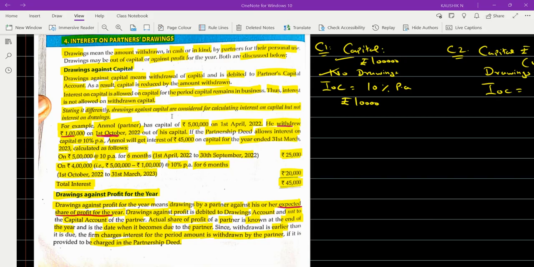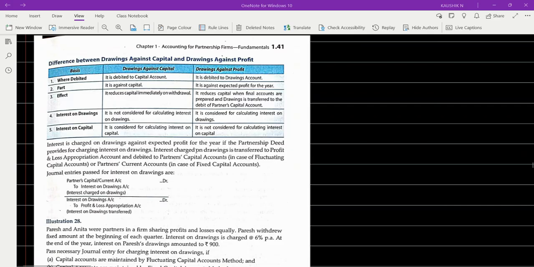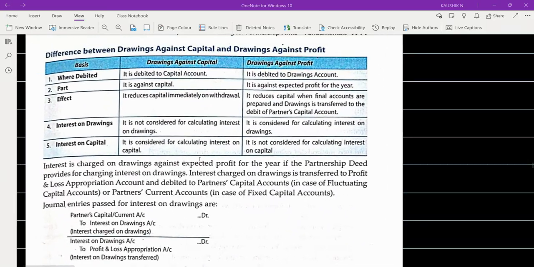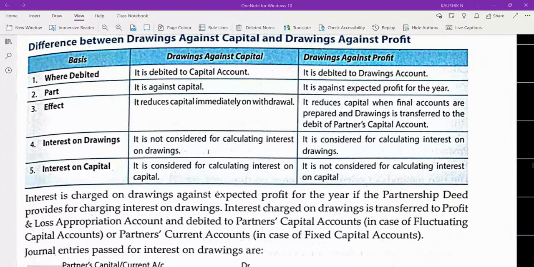But the firm will charge the interest for the period the amount has been withdrawn by the partner when drawings has been done against your profits, right? So this is what the concept of interest on drawings is all about. Now let us try to understand the journal entry, okay, and the differences that exist between these two: drawings against your capital and drawings against your profit. Okay, there are differences.